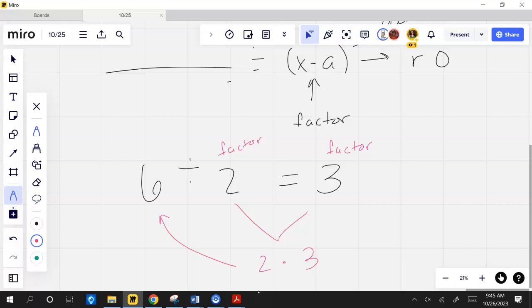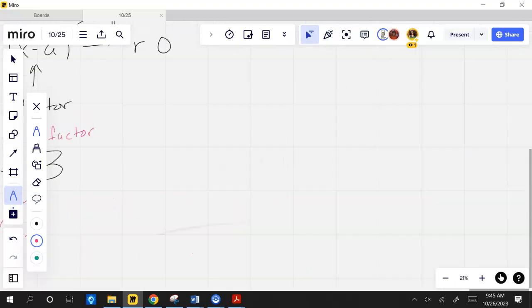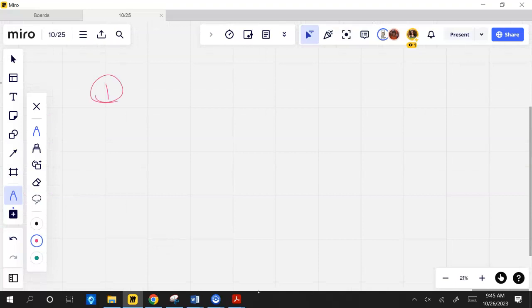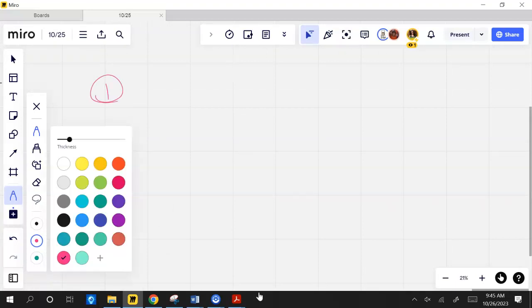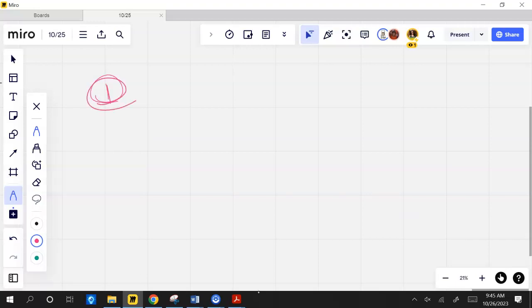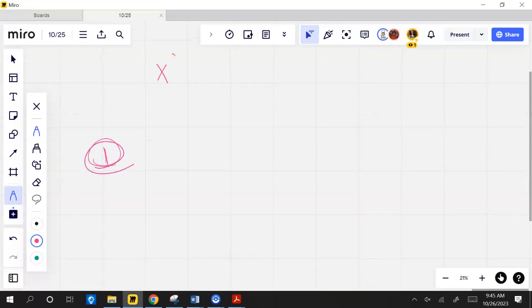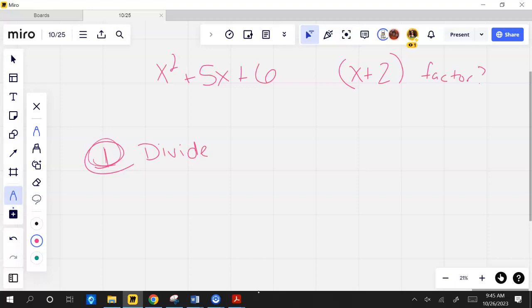There are 3 ways to find factors of the polynomial to determine if x minus a is a factor. Tell me one way. If you've got a polynomial, how do I know if this is a factor or not? Tell me some ways I can tell. I could divide, and what tells me? If I get a 0 remainder. What's another way I could tell if it's a factor? Factor the polynomial. Give me one more way.